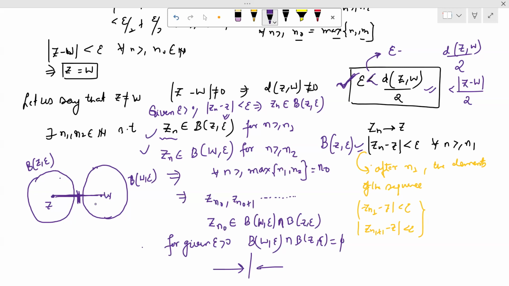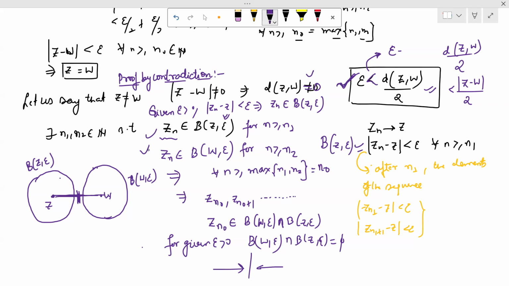I will again reiterate the proof to you. See, this is a simple proof. What I have done here is I have used proof by contradiction. Again, I'm reiterating. Let us say that Z is not equal to W. That implies the modulus of Z minus W is not equal to 0. It implies that the distance between Z and W is non-zero. And if the distance is positive, I can choose an epsilon which is less than half of the distance between Z and W.